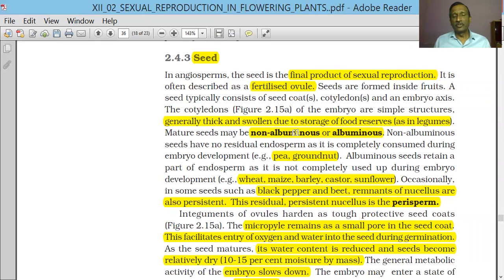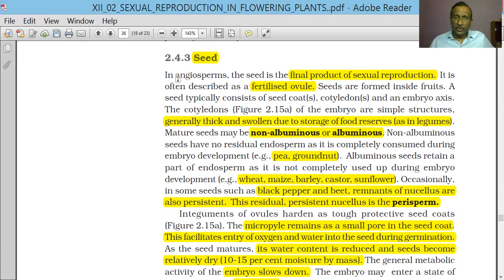Now we shall study about seeds. Both gymnosperms and angiosperms produce seeds, and they are called spermatophyta, or commonly in scientific language, phanerogams.